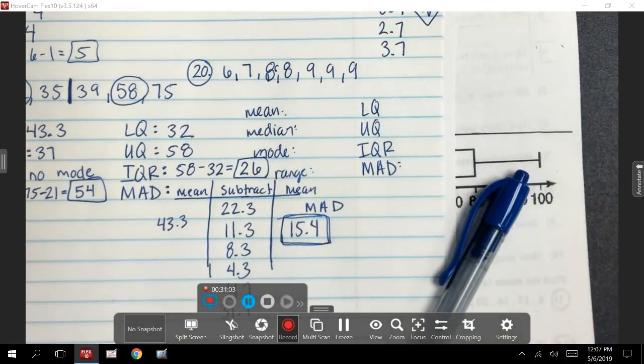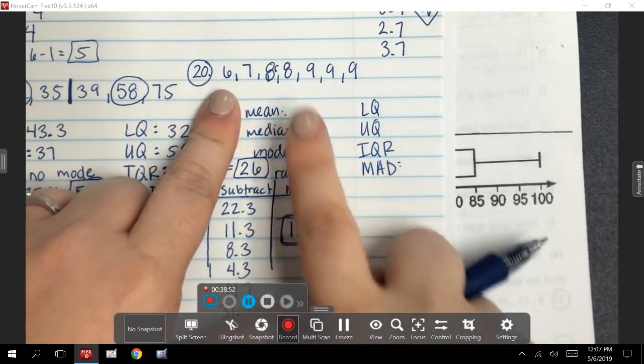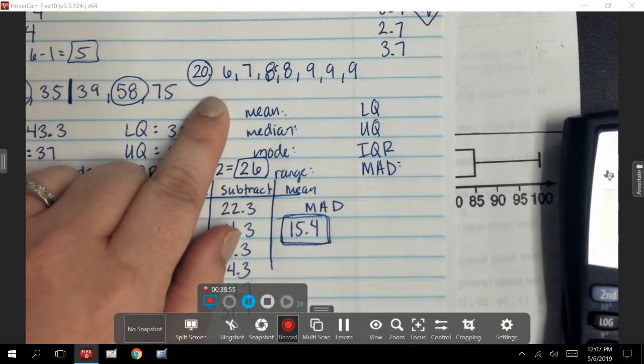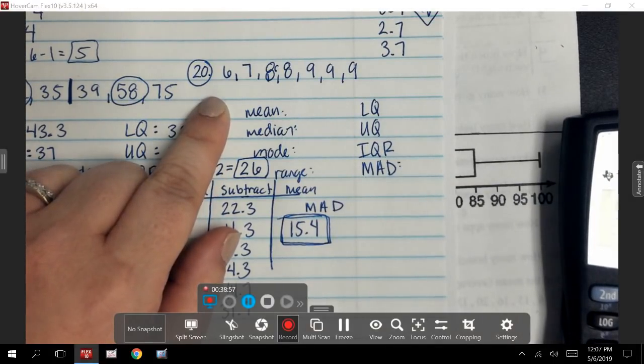Recording again. All right, so for number 20, I've written the problems in order. And now we're going to find the mean. To find the mean, we're just going to add them up. So 6 plus 7.